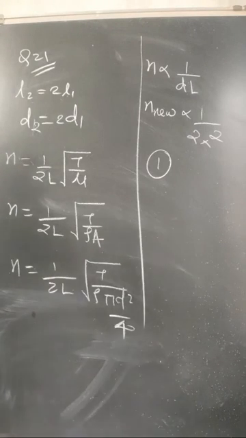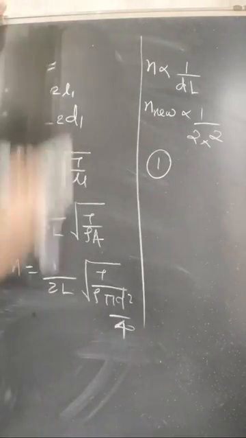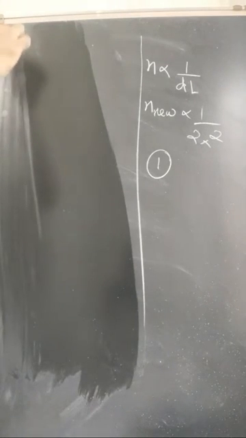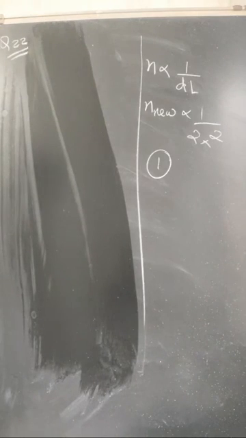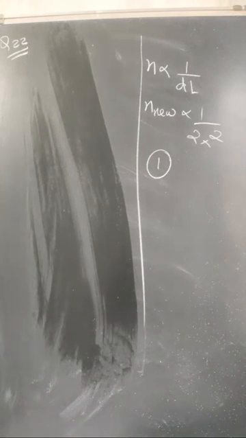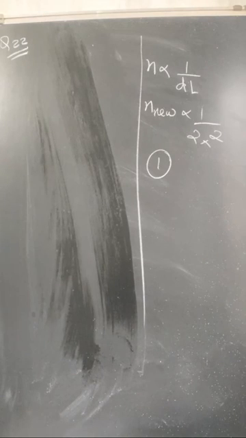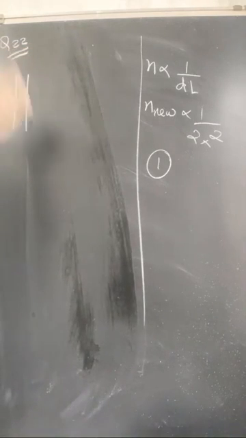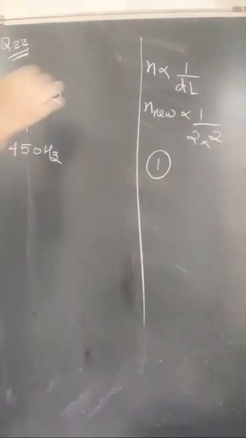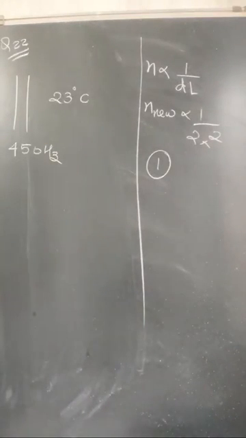All right. Question number 22. A pipe open at both the ends at 23 degrees Celsius resonates at a frequency of 450 Hertz. So the pipe is open at both the ends. Frequency is 450 Hertz and temperature is 23 degrees Celsius. At what frequency does the same pipe resonate on a hot day when the speed of sound is 4% higher than it would be at 23 degrees?